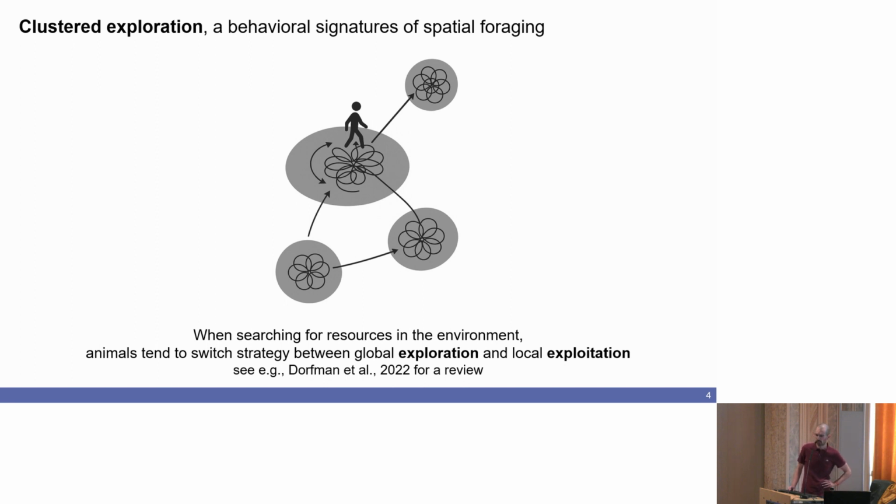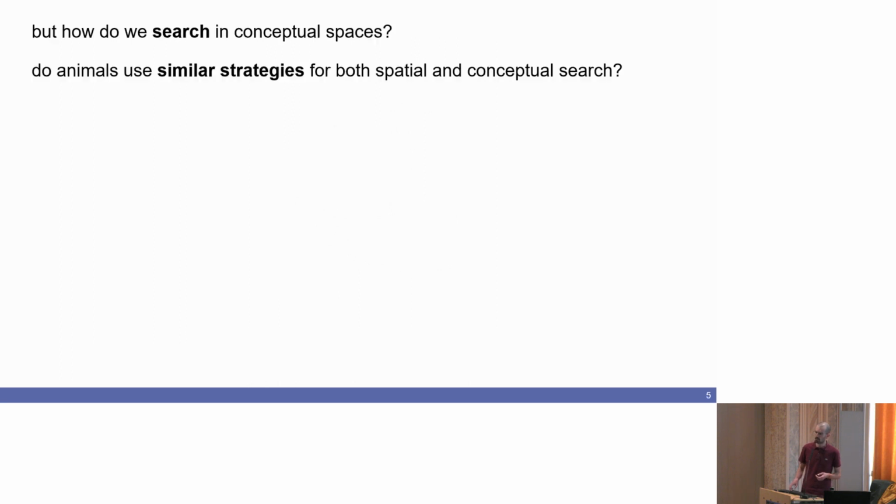Drawing on this parallelism, we know from the literature that animals searching in physical space exhibit what is known as clustered exploration, meaning that they tend to switch strategies between global exploration and local exploitation of resources. So the first question we want to ask is whether we see similar strategies in conceptual spaces as happens in the spatial environment.